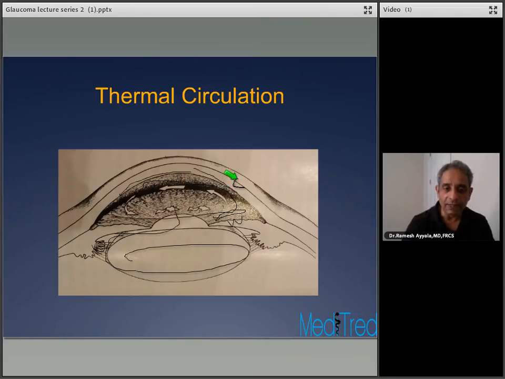And when you have a fluid such as the aqueous circulating, come in contact with the warmer surface, which is the iris surface, it's going to get warm, and warm liquid, what does it do? It rises up. So it goes in touch with the cornea, and the cold cornea cools it down, and then the cold liquid tends to go down, which is where this thermal circulation goes continuous. So the aqueous that's coming out from the pupillary margin is going to become cold, comes down, gets warm, goes up.